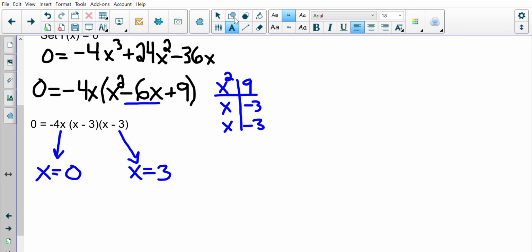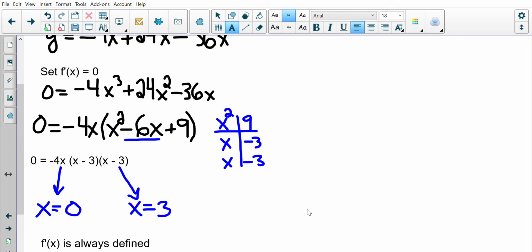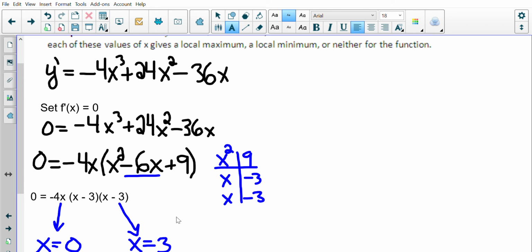Now here's the extra step that we're doing today that we didn't do when we were looking at increasing and decreasing intervals of functions. We're also looking for when the derivative is undefined. But in this case, we don't even have a denominator. That's what you're looking for. And so the derivative is always defined, so we get no extra critical numbers. That's the only difference today from the other day: we're going to get extra critical numbers if our derivative is undefined at a spot. But we do have 2 critical numbers, 0 and 3.